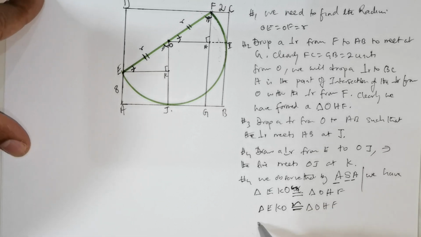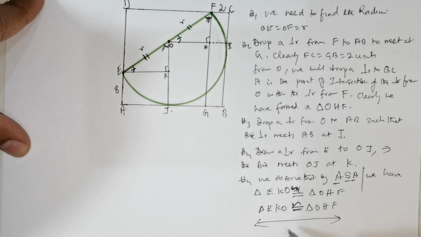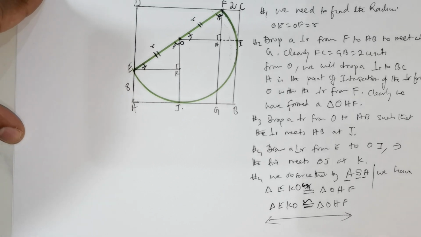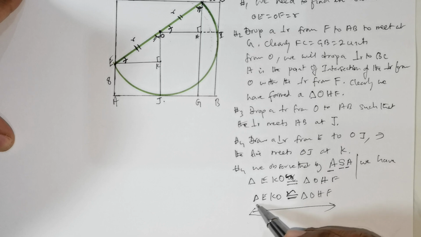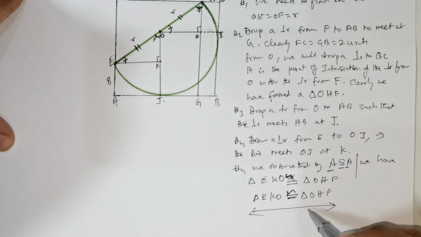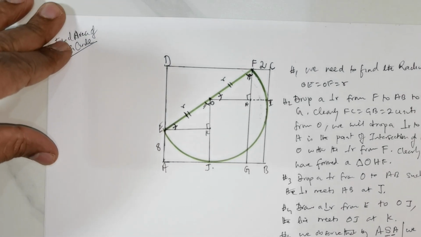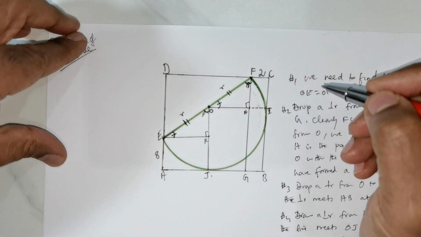Now this is an important point that we will have to be utilizing. So what is the meaning of this? The meaning of this is triangle EKO is congruent to triangle OHF. So by that we would be able to solve this question.